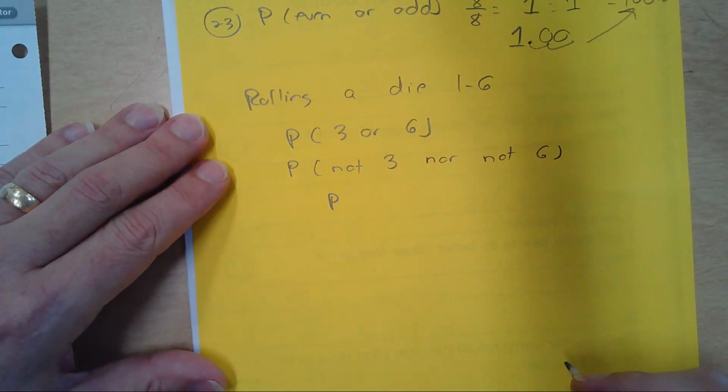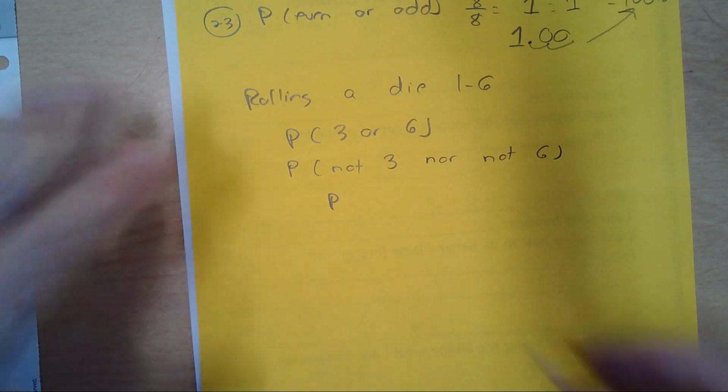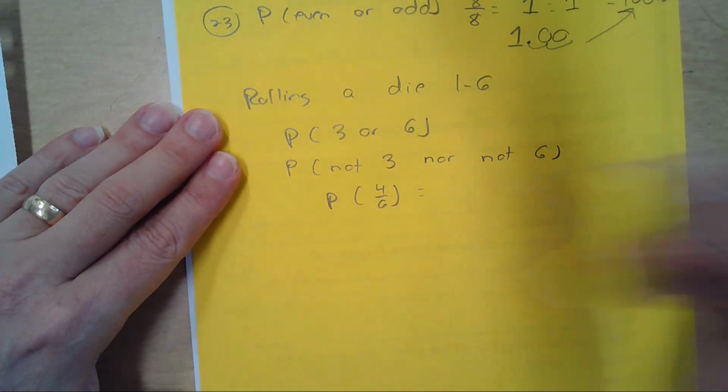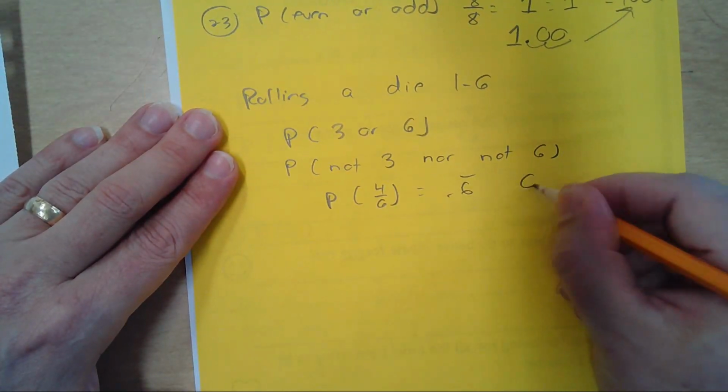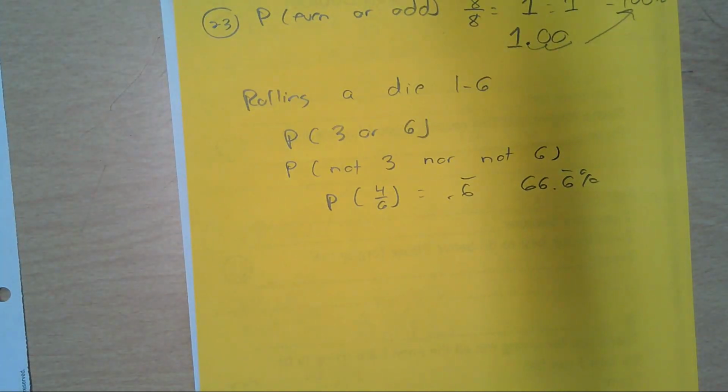Right, because 1, 2, 4, 5 are my winners. Not 3, not 6, so therefore 1, 2, 4, and 5. So the probability of its complement is 4 over 6, which is 0.6 repeating, 66.6 repeating as a percent, if they did it that way there. Right.